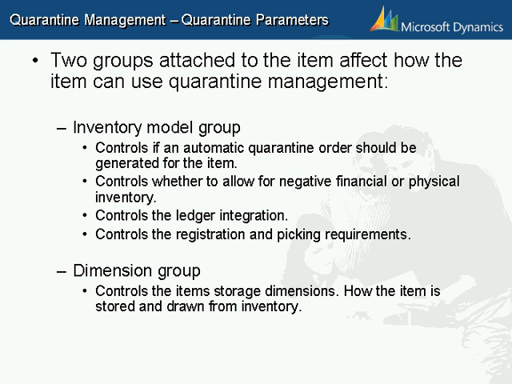There are two groups attached to an item table, to an item form, that affect how the item can use quarantine management. Those two groups are inventory module group and dimension group. Inventory module group controls if an automatic quarantine order should be generated for the item. Controls whether to allow for negative financial or physical inventory. Controls the ledger integration. Controls the registration and picking requirements. And dimension group controls the item storage dimensions, how the item is stored and drawn from inventory.